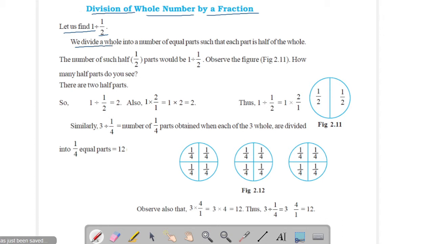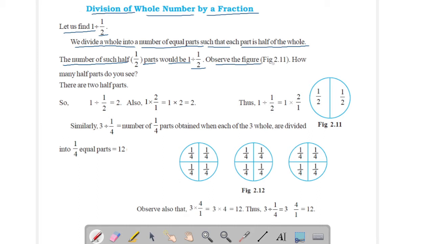If we divide a whole into a number of equal parts such that each part is a half of the whole, the number of such half parts, that is 1 upon half part, would be 1 divided by 1 upon 2.